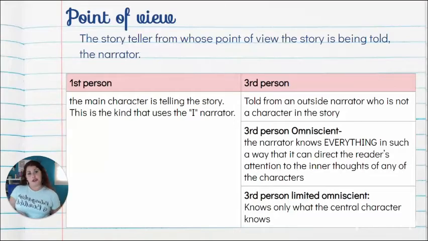And then we have third person. And this is told from the outside by a person that is not the character. We have different types of third person, but these are the most popular ones. We have third person omniscient, where my narrator knows everything that is going to happen with the reader, with the character, etc. And they can read the character's innermost thoughts. Basically, they can read their mind. And then we have third person limited omniscient, which only knows what my central character knows. Basically, they know what that character is going to do in the next 5 minutes or in the next couple of pages, but they don't know what's going to happen with the rest of the characters.